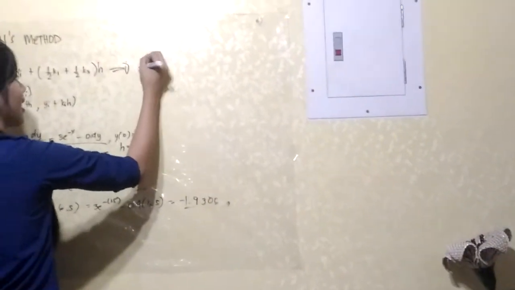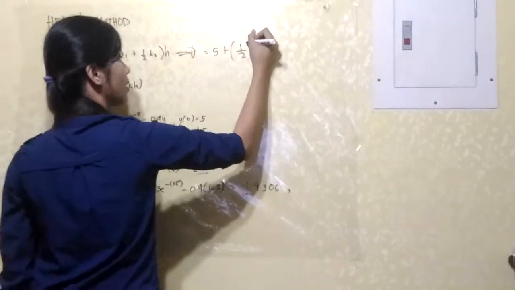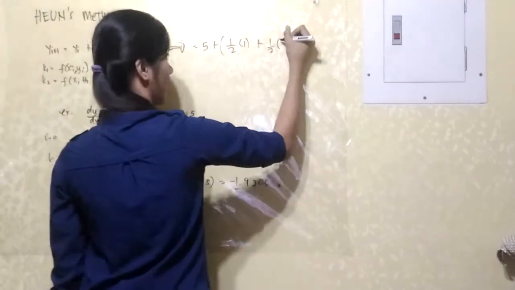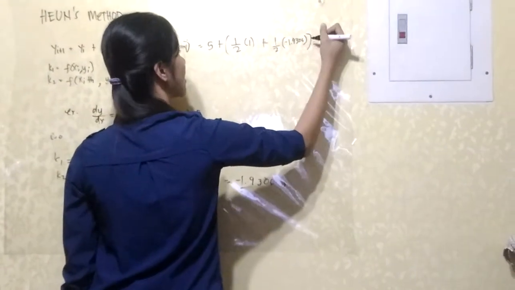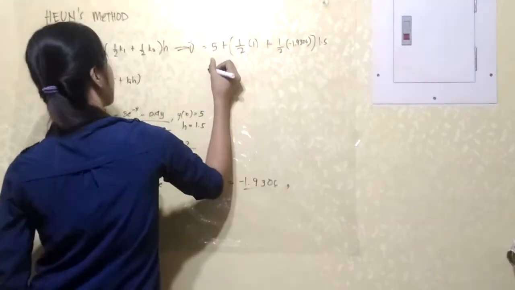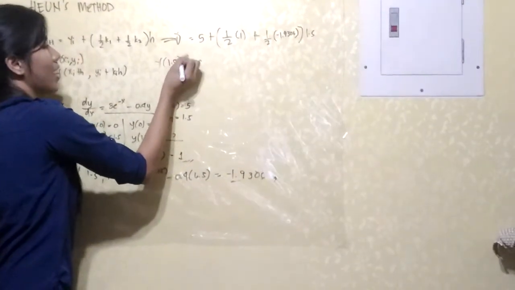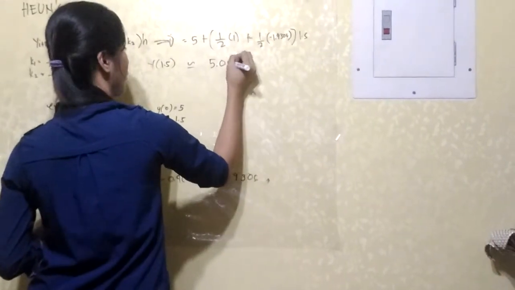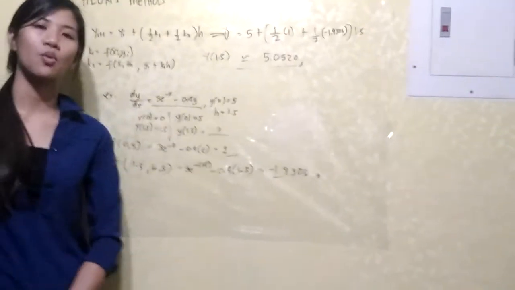That would look like y sub 0, which is 5, plus the value of 1/2 of k1, which is 1, plus 1/2 k2, negative 1.9306, multiplied by our step size, which is 1.5. The result at y of 1.5 would be equivalent to 5.05. So that is Heun's method. Thank you for watching.